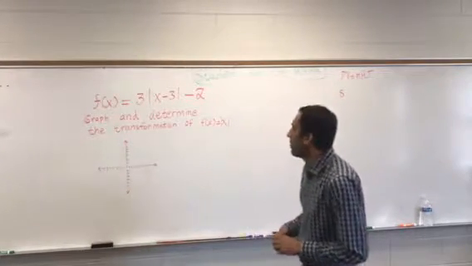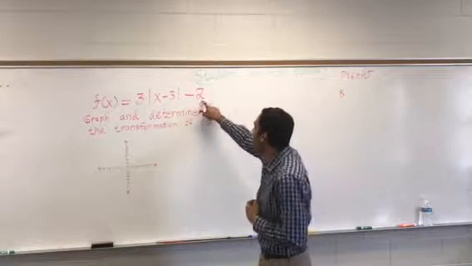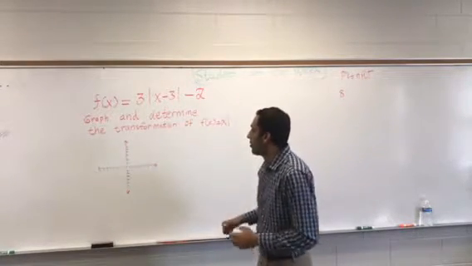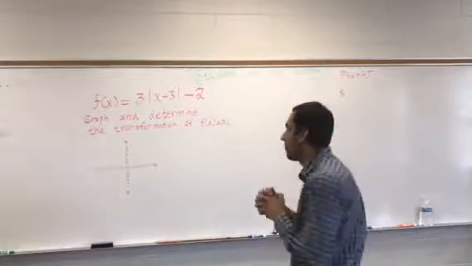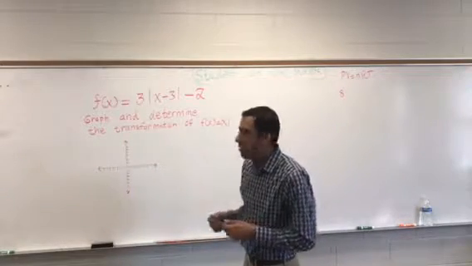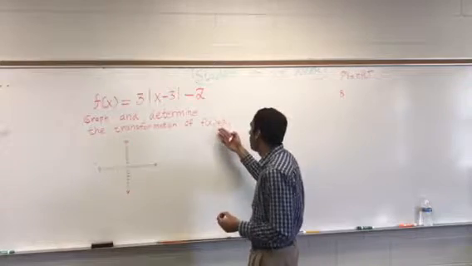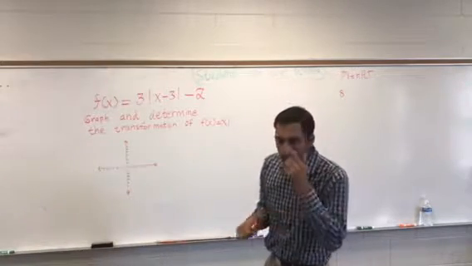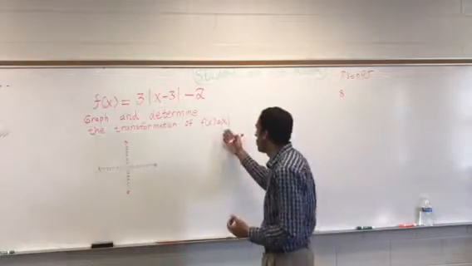So now you have f of x equals 3 times absolute value of x minus 3, minus 2. There's two tests that we have to do, but they both go hand in hand. We have to graph it and determine the transformation, meaning how the graph changes from the original function of f of x equals absolute value of x. So basically we're trying to figure out the change from the original one.